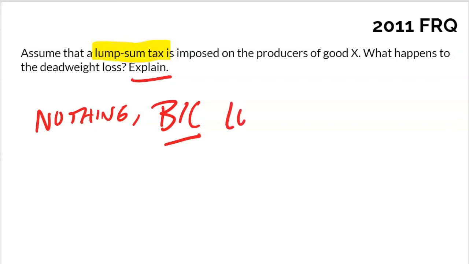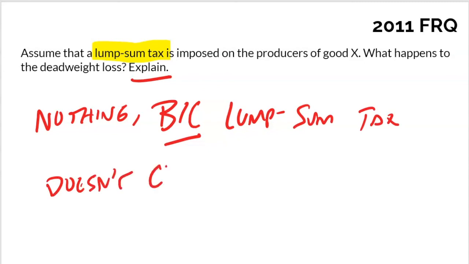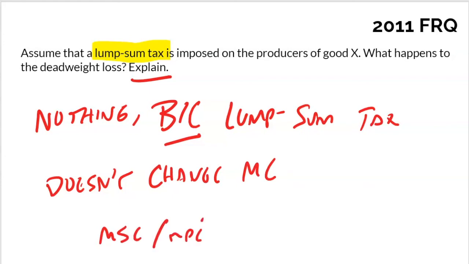Because a lump sum tax does not change our marginal cost. And so remember, marginal social cost and marginal private cost are just all forms of marginal cost here. And so the only thing that's going to change our marginal cost is going to be a per unit tax or a per unit subsidy. So a lump sum tax and a lump sum subsidy is not going to get rid of the deadweight loss.